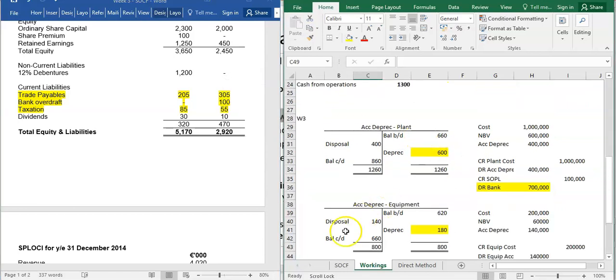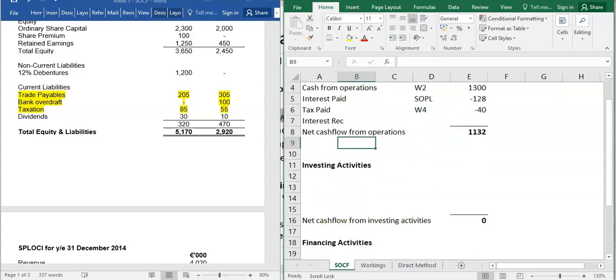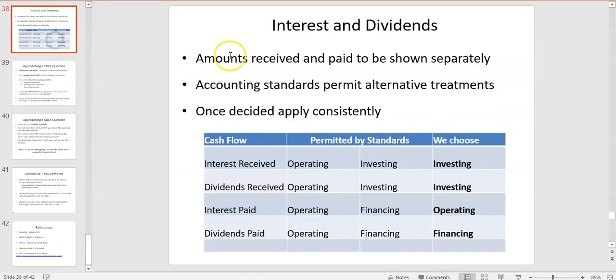So we can slot that in. Template working for minus 40. They're the key ones that go in. Now the last one, there is a choice. So you can put interest received here, or you can put interest received in investing activities. So as we go back and we talked about in the slides, interest received we often put in investing activities.